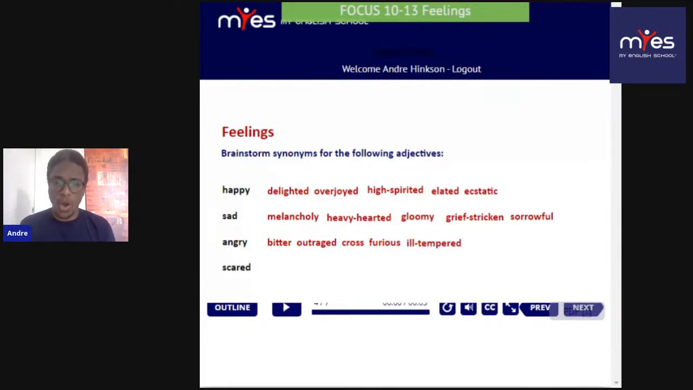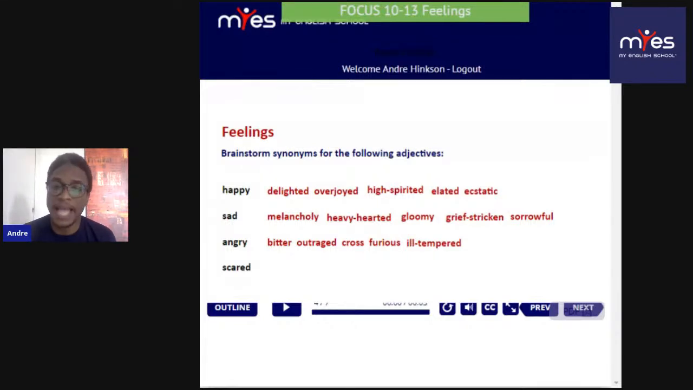So cross is a very British word. You don't really hear it a lot in the US or internationally. That one is more specifically for the British. The other ones are used internationally. So we've got bitter, outraged, cross, furious, ill-tempered. These are the synonyms we use for angry.